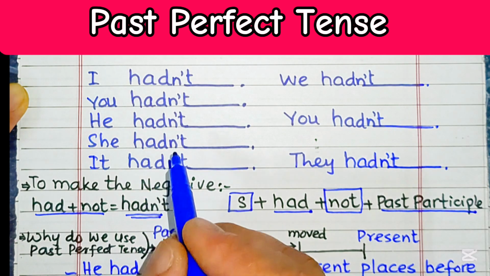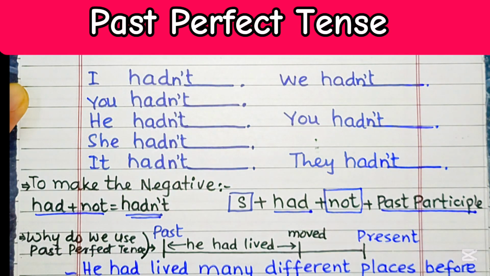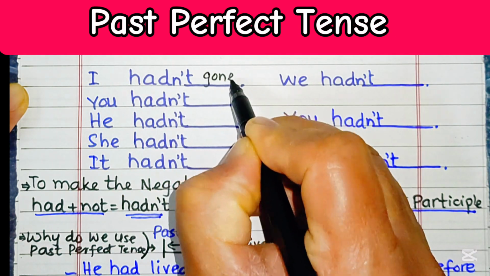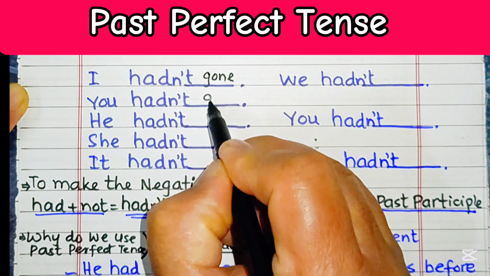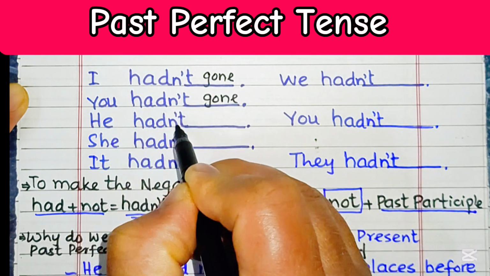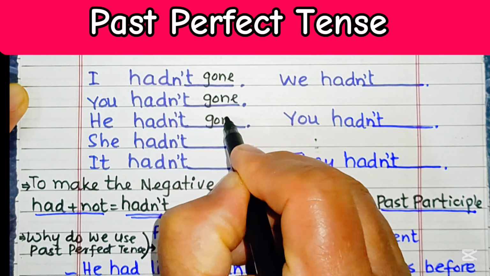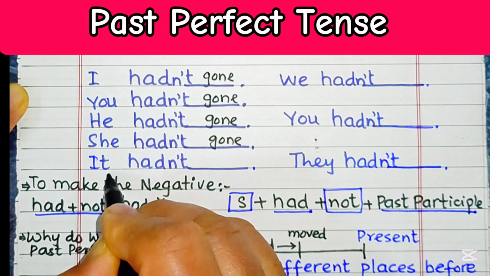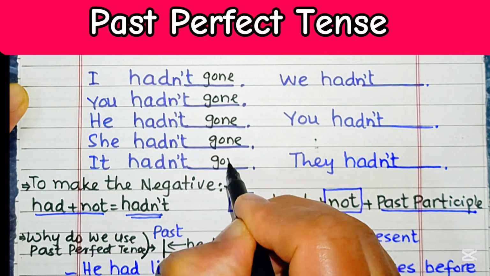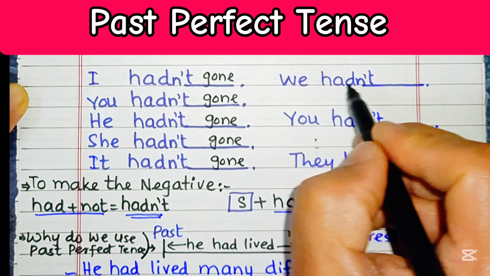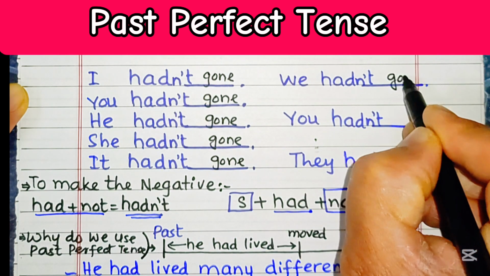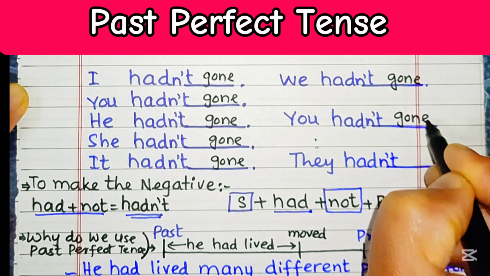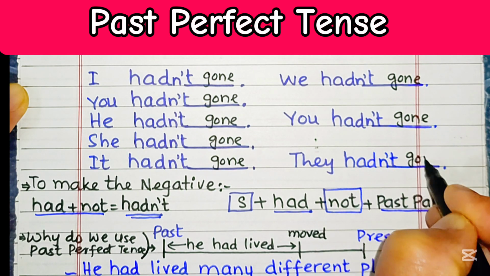I hadn't gone. You hadn't gone. He hadn't gone. She hadn't gone. It hadn't gone. And for plural pronouns, we hadn't gone. You hadn't gone. They hadn't gone.